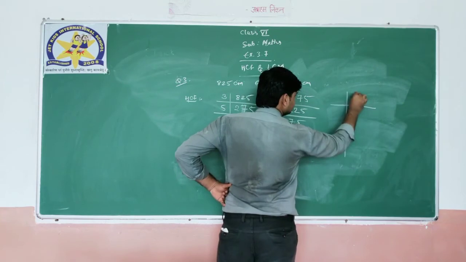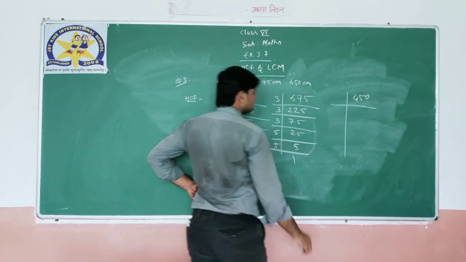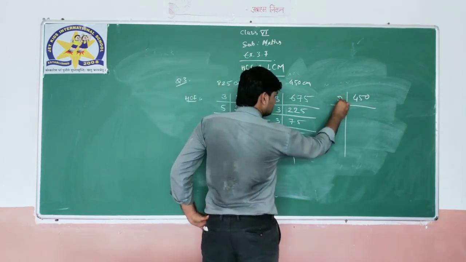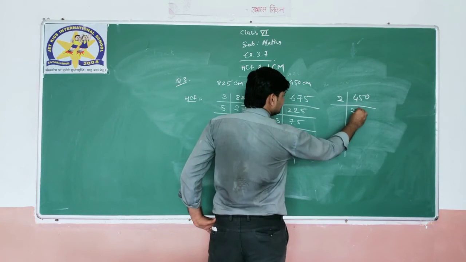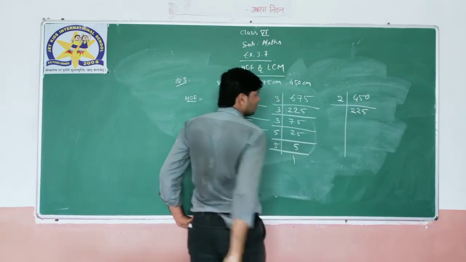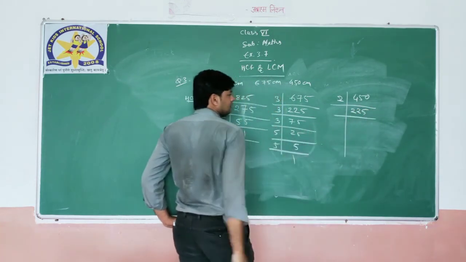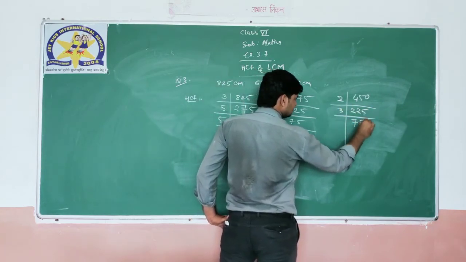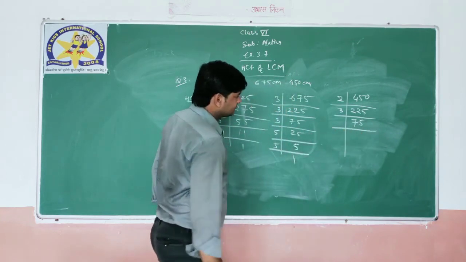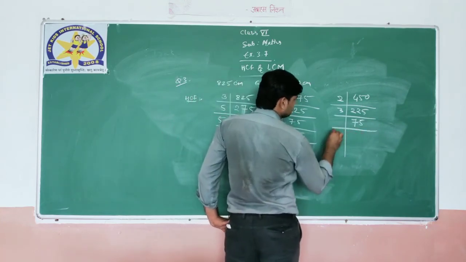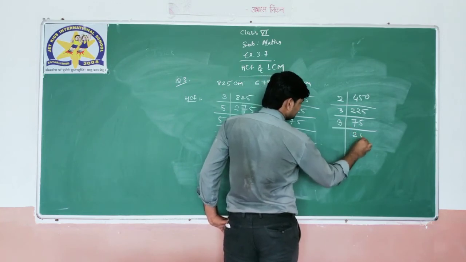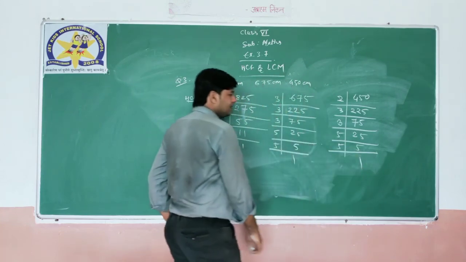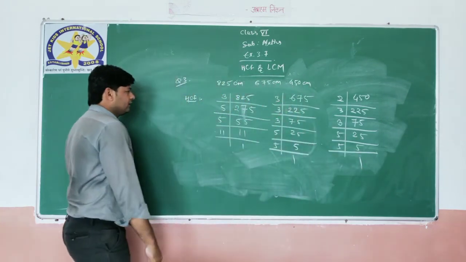450. Divisible by 2. Okay. Then again, is it divisible by 3? Yes. 2 plus 2, 4 plus 5, 9. 3 7s are 21. Clear? The next. Divisible by 3. Clear? These are the factorizations we have found.